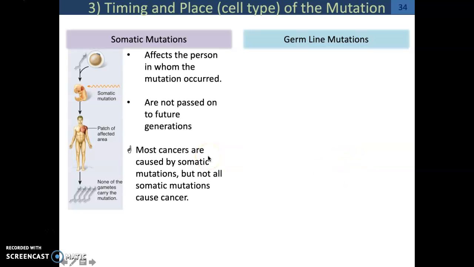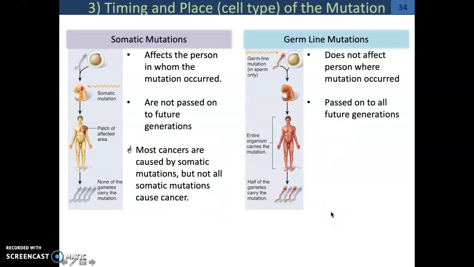So in somatic mutations or body cell mutations, it affects the person in whom the mutation occurred, but they're not passed on to future generations. And cancers are a really good example of that, most cancers. In germline mutations, it does not affect the person where the mutation occurred, but is passed along to all future generations. And that's an important distinction to make. For things to be passed along, they happen in sex cells. For things to affect the actual organism, they happen in somatic cells, and cancers are good examples of that. Germline mutations, some good examples are actually like genetic conditions in humans.